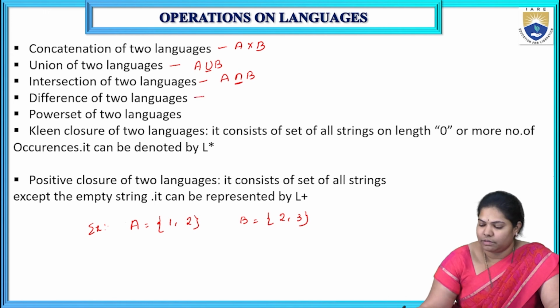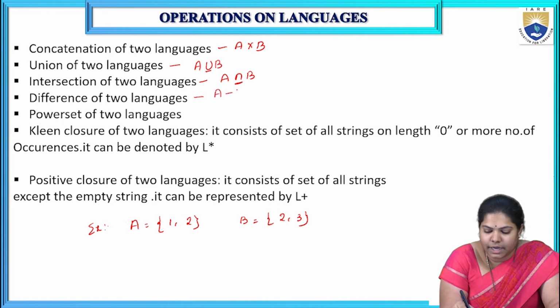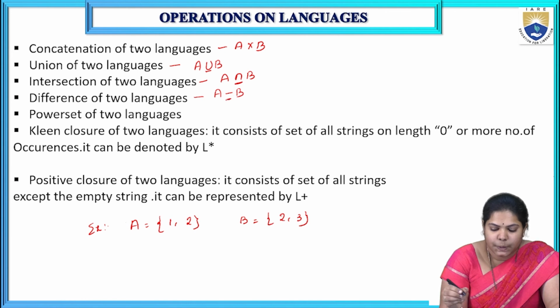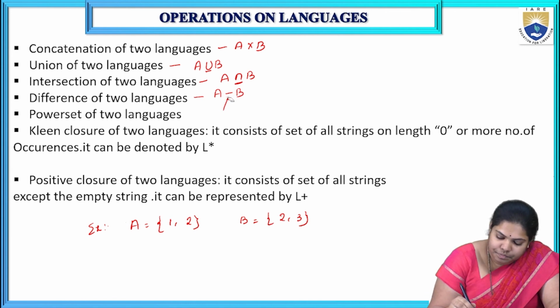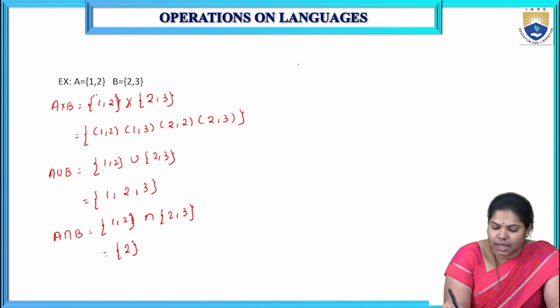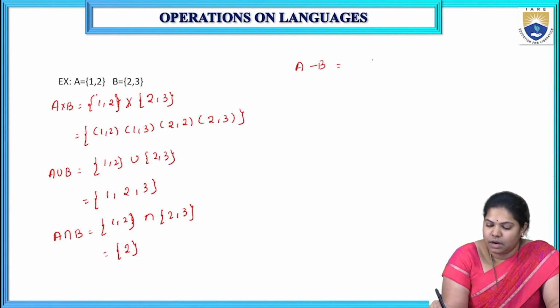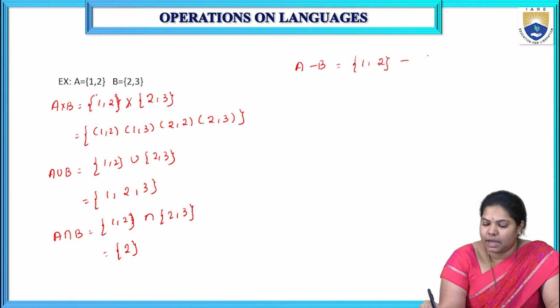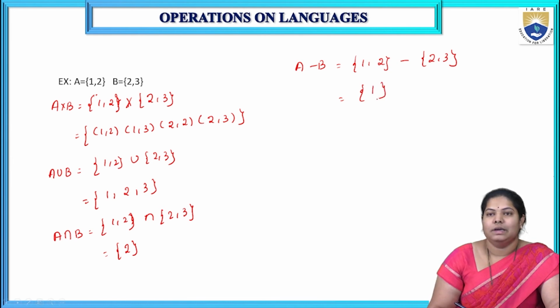The difference of the two languages. Here we have two languages, A and B. So I can find A minus B and B minus A. Difference means minus. First, A minus B. What is A here? {1, 2} minus {2, 3}. So what is the possible A minus B? If I subtract this from this, I will get 1 as the resultant.